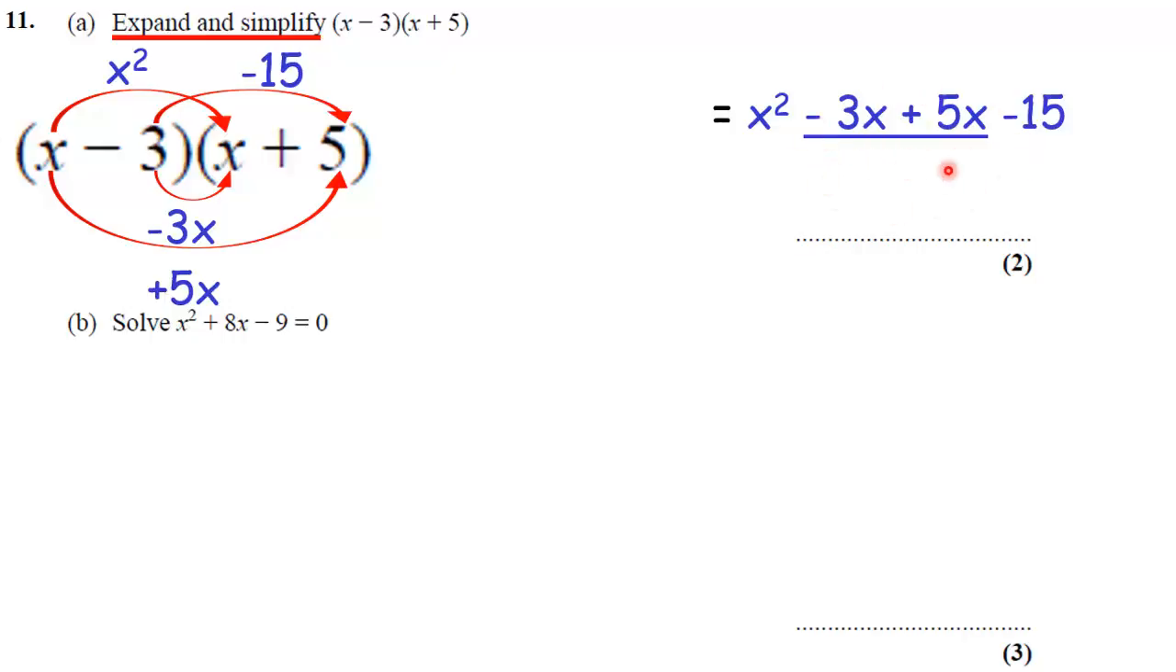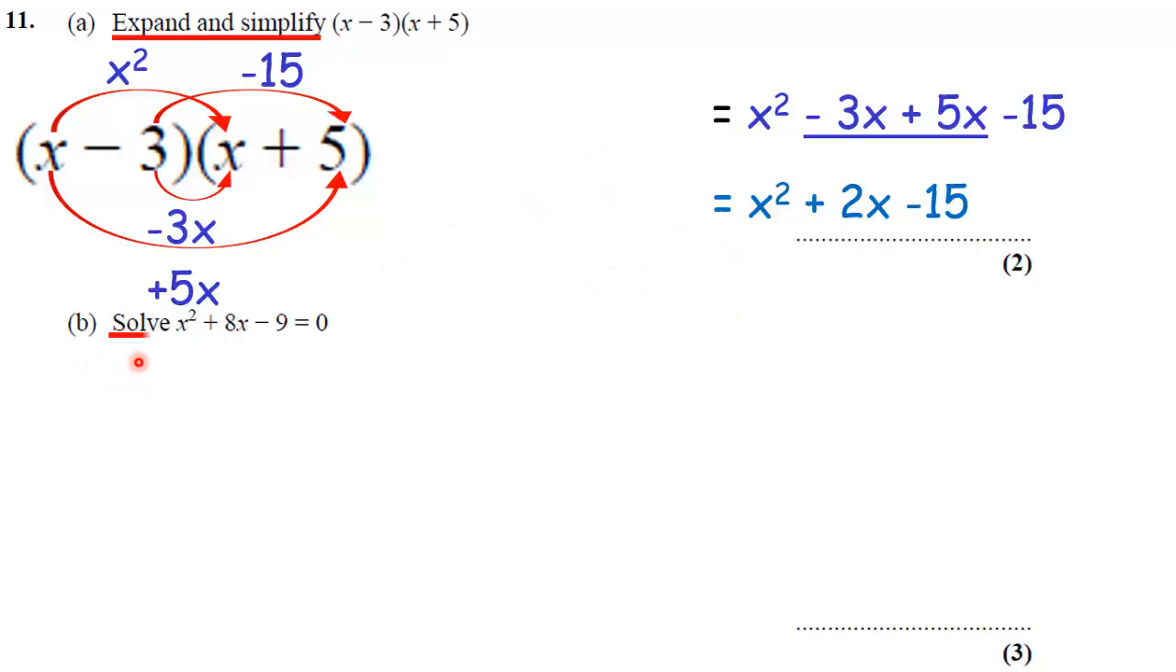And this is where a lot of people make a mistake with this. So take your time. Minus 3, add 5 is positive 2. So I'll have positive 2x in the middle, and that's my final answer: x squared plus 2x minus 15. Right, so take your time with this. You should be really familiar with this, but it's a case of making sure you do take your time with it.